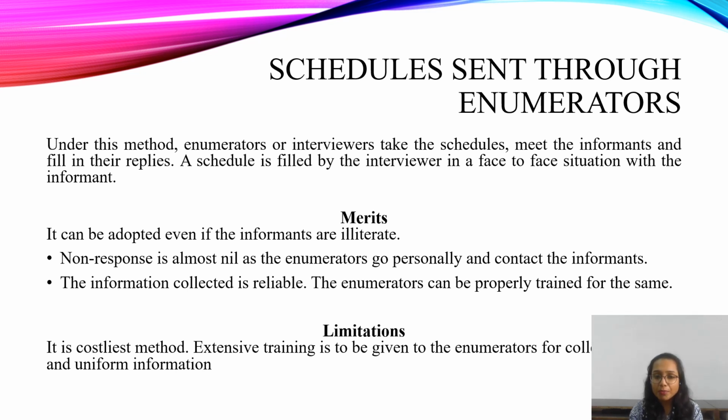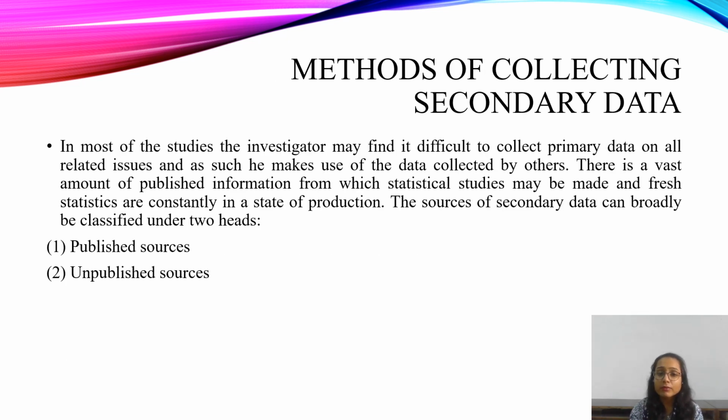Merits: it can be adopted even if the informants are illiterate. Non-response is almost nil as the enumerators go personally and contact the informants. The information collected is reliable. The enumerators can be properly trained for the same. Limitations: it is the costliest method. Extensive training has to be given to the enumerators for collecting correct and uniform information.